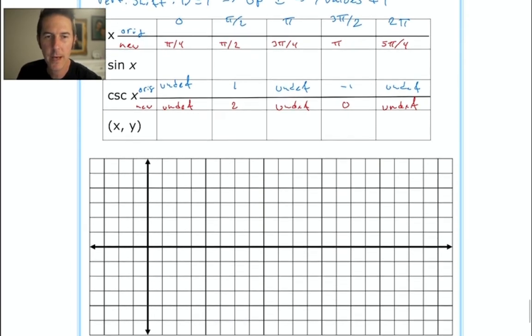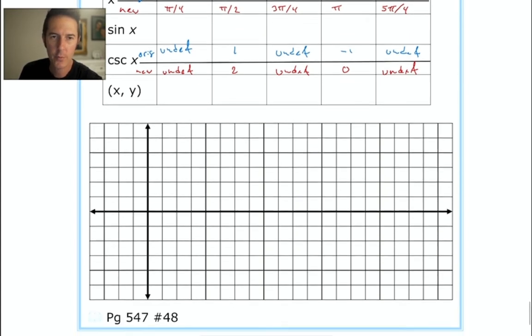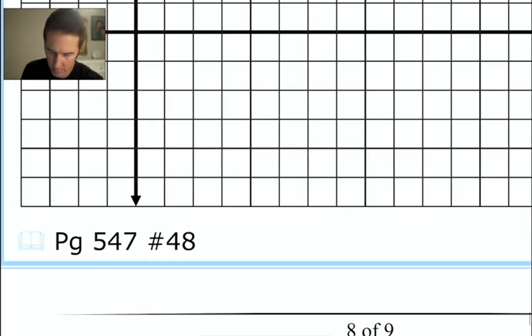And I'm looking at my x values. I see that I'm going from pi over 4 to 5 pi over 4. I got a period of pi. Let's see, 1, 2, 3, 4, 5, that's too wide. So we're going to use 2 boxes per pi over 4. Let's go down into here. Pi over 4. 2 pi over 4 makes pi over 2. 3 pi over 4. 4 pi over 4 is pi. 5 pi over 4.